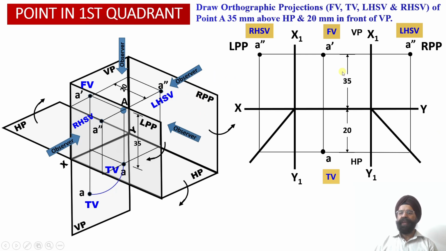So here we have obtained the front view projections of this point A as A dash above the XY reference line. The top view projections of this point A have been obtained below the XY reference line. Then the right hand side view projections of this object A have been obtained on the left hand side of the front view projections above the XY reference line. Similarly, the left hand side view projections of this object have been obtained on the right hand side of the front view projections above the XY reference line.